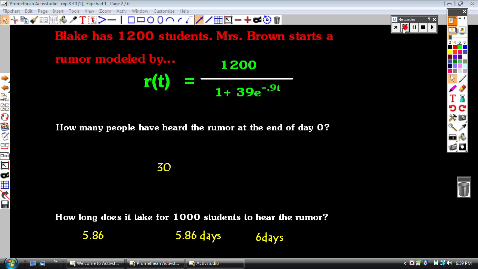After plugging in to y1 and y2 and doing second calc, intersection, enter 3 times, the calculator told me it took about 5.86 days. Well, if you think about this, this is 5 whole days plus 0.86 of the next day. So technically my answer is it took 6 days.